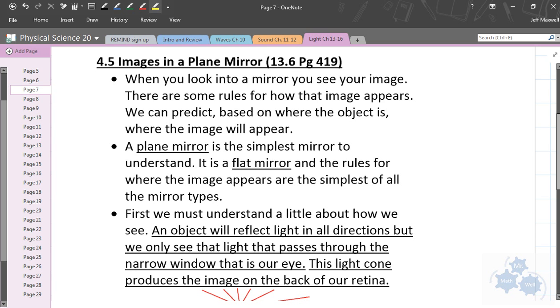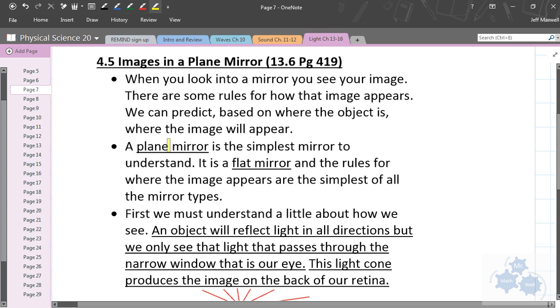Section 13.6, same page there as on page 419. Images in a plane mirror. Okay, when we're talking about looking into a mirror and you seeing yourself in the mirror, let's talk about images and the characteristics of those. When you look into a mirror, you see your image. There are some rules for how that image appears. We can predict, based on where the object is, where the image will appear.